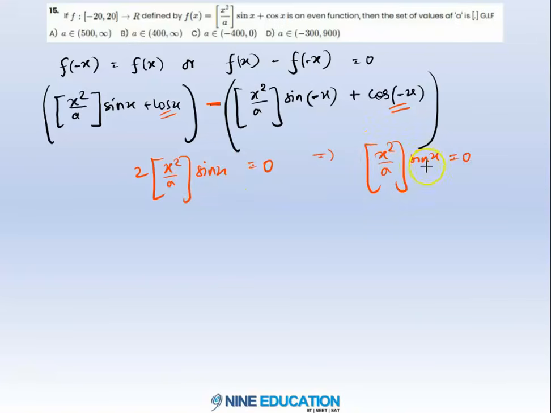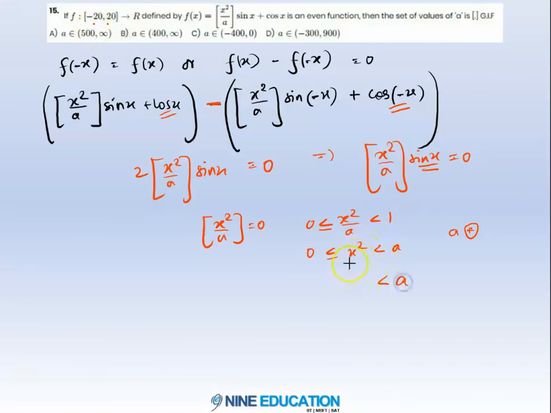So for getting the a values, sin x also can be 0 for some x values, but since we have to get the set of a values, we can put the box of x square by a equal to 0. It means x square by a will take values from 0 till just before 1, like 0.99, because for that also box or greatest integer value is 0. It's positive, so I can say that x square by a will be greater than or equal to 0 and less than 1.